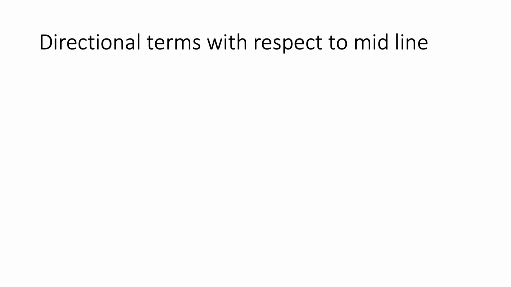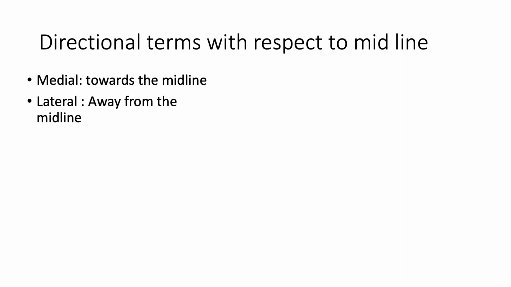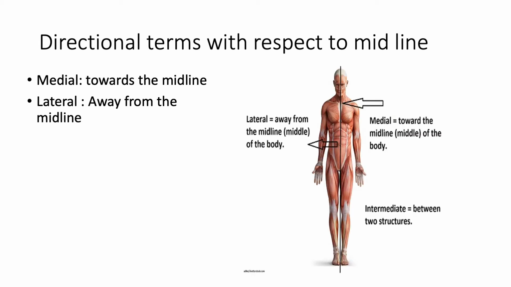Now another directional term is there with respect to midline. So these are two terms. One is medial, that means towards the midline, and second one is lateral, away from the midline. So here is the diagram which will clearly make you understand. You can see the black line going right here, the line which is going through the middle of the body. So this line is midline. So what is medial? Which is towards the midline.